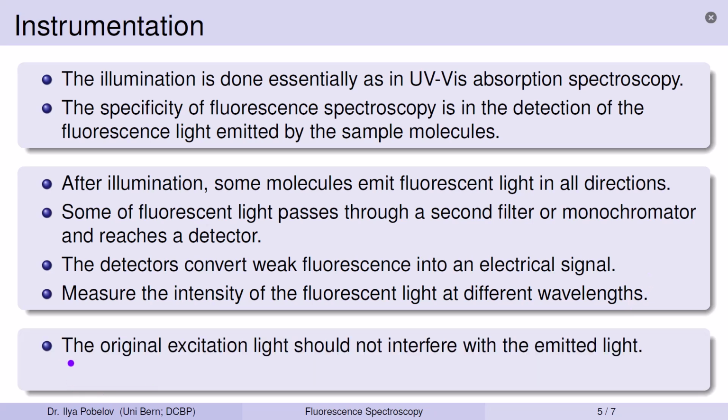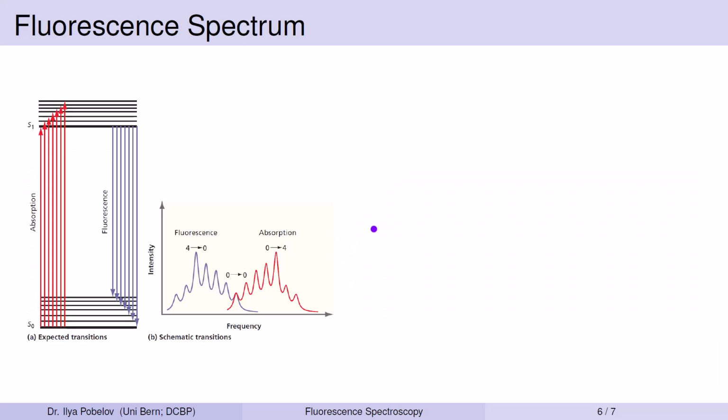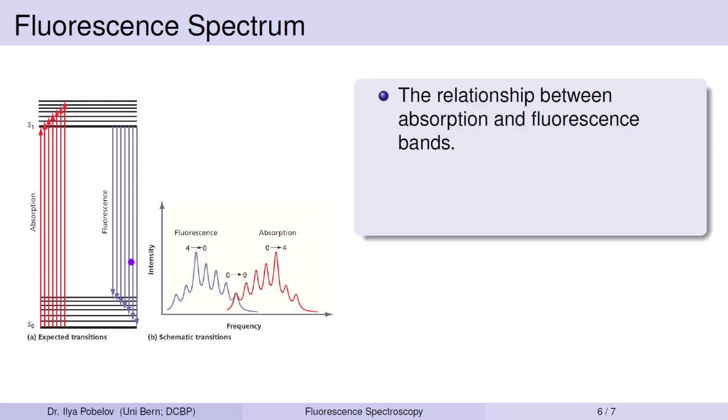During the measurements, we do not want the original excitation light to interfere with the emitted light. To minimize the risk of transmitted or reflected incident light reaching the detector, it is typically placed at a 90 degrees angle to the incident light beam. Fluorescence spectroscopy offers a unique perspective on molecular behavior, especially when we examine the fluorescence spectrum. As depicted in this figure, we can observe the relationship between absorption and fluorescence bands.